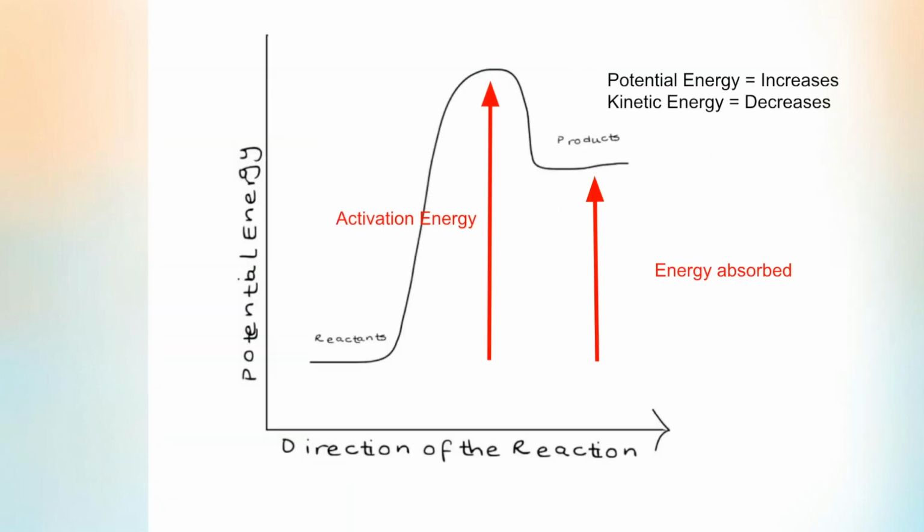This graph shows the change of potential energy in an endothermic reaction. The potential energy of the products gets higher than its reactant because they absorb energy, so it means the kinetic energy of the products decreases.